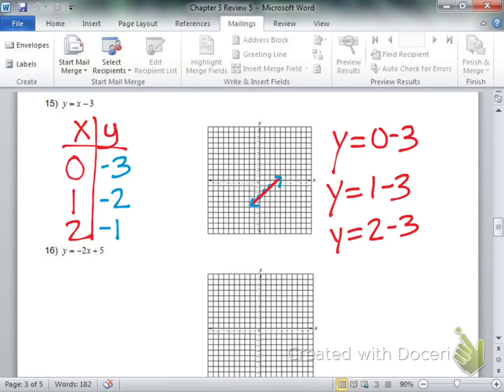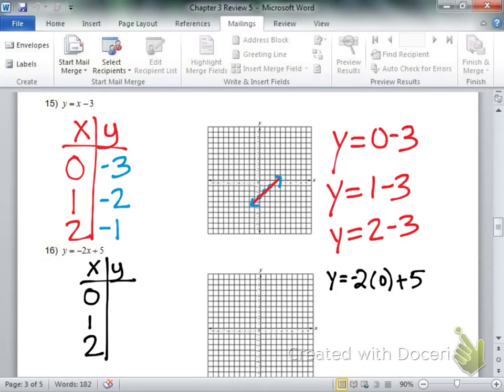Alright, we can jump down to number 16. Same setup, you're just going to have a couple more steps when you start to find your Y's. We are plugging in a 0, then a 1, then a 2. Remember, the calculator is pretty good at order of operations. If you just want to type in negative 2 times 0 plus 5 all at once, it should be able to do both steps. Alright? I'm just going to do them out loud.